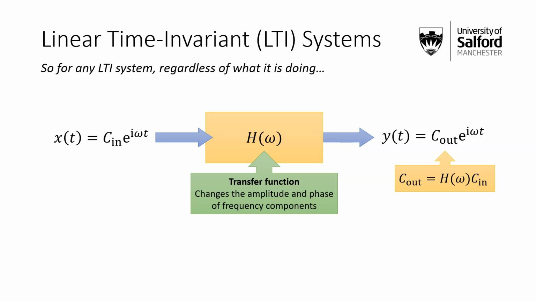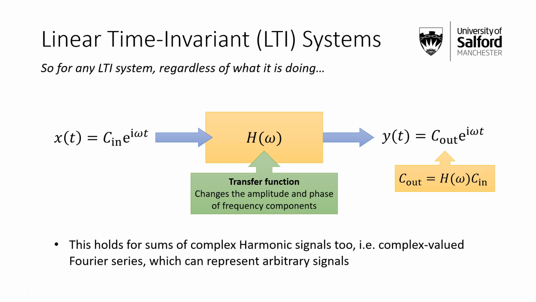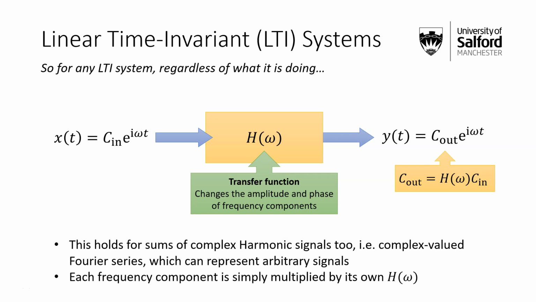very, very complicated systems trivially easy to deal with. It's quite spectacular. And it holds for sums of complex harmonic systems too. So if you've got complex valued Fourier series, which we'll see in the next talk, which can represent arbitrary signals, each frequency component is simply multiplied by its own H of omega, the transfer function evaluated at its own frequency omega. And that's it. So really useful.